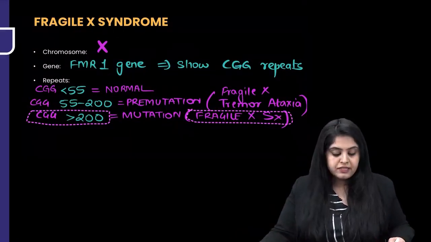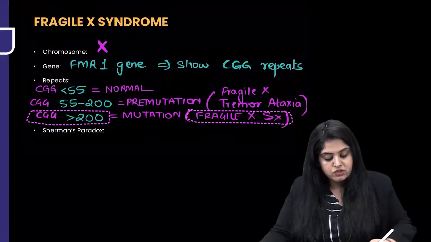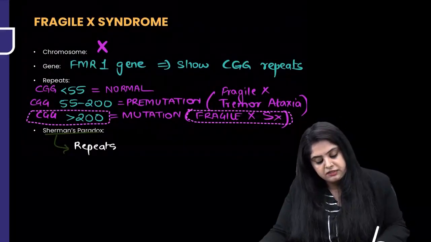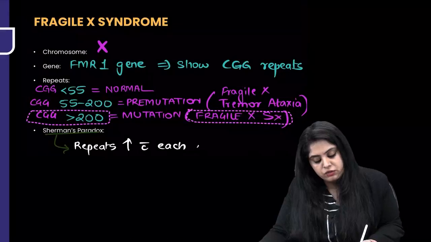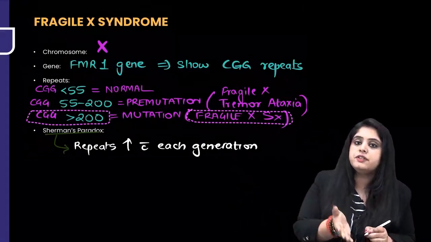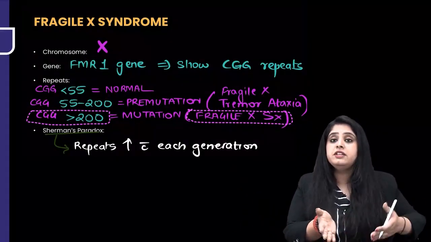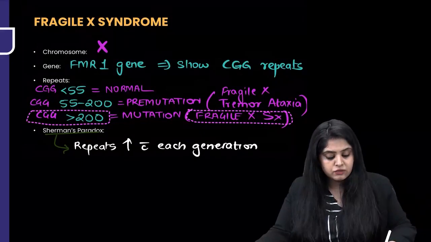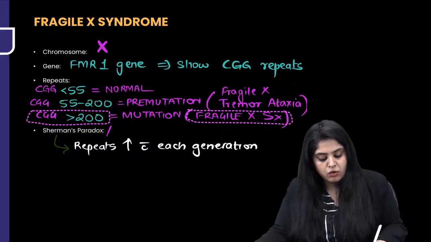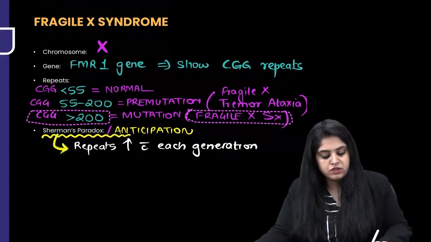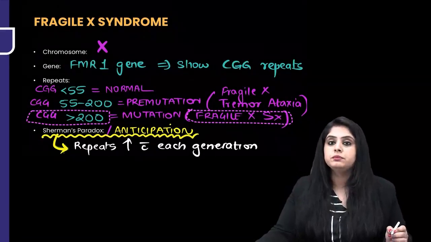And do you know that with every generation, these repeats are increasing? Please note that the repeats are increasing with each generation. So if someone's grandparents had 500 repeats, parents will have 1000, then grandchildren will have 1200, then 1500. So with every generation, it's increasing, becoming more and more severe. And this situation is known as Sherman's paradox or anticipation, that is, the repeats are increasing with every generation. Very important point that you have to know.